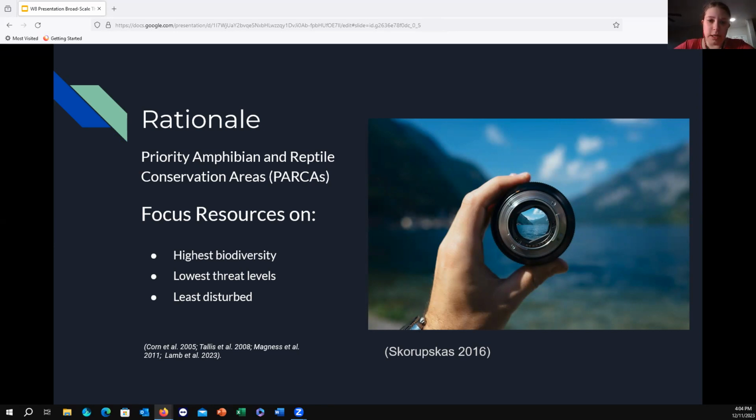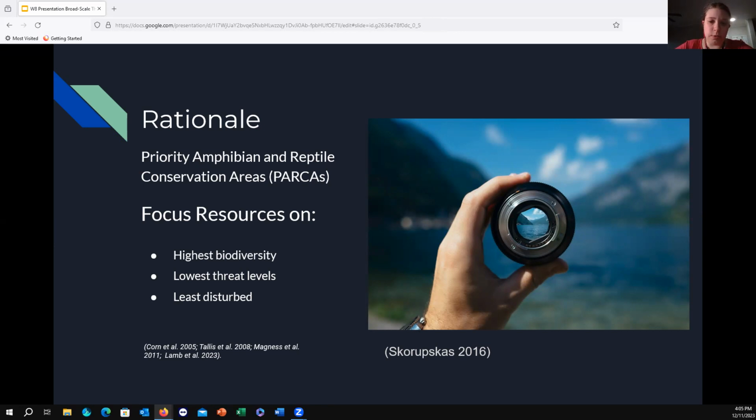Identifying PARCAs that have the highest biodiversity and lowest extrinsic threat levels is an essential step to establish a nationwide conservation map. Prioritization of the PARCAs in their network will allow ARC and their affiliates to focus resources in places where application can make the most difference.